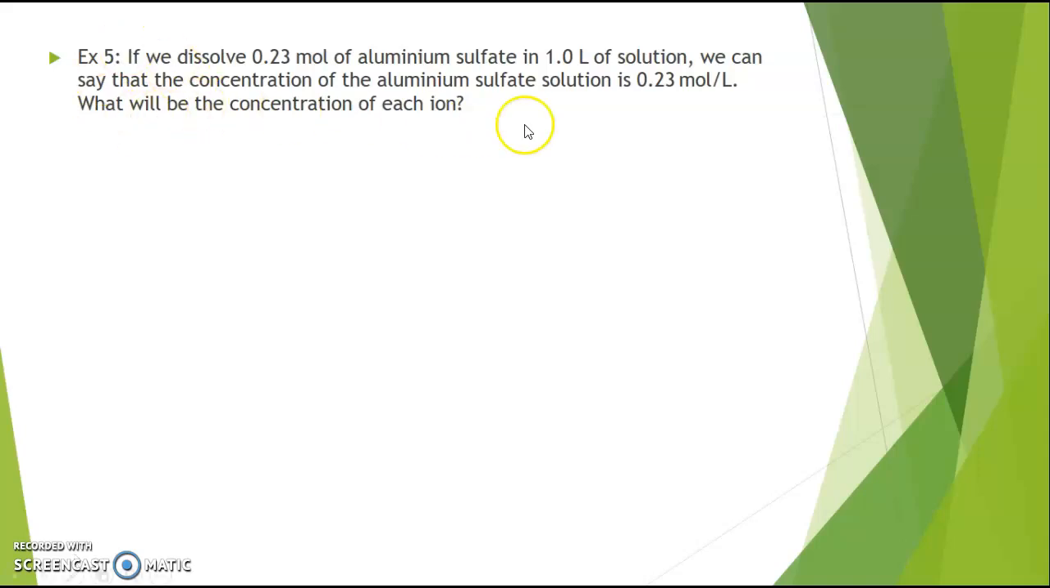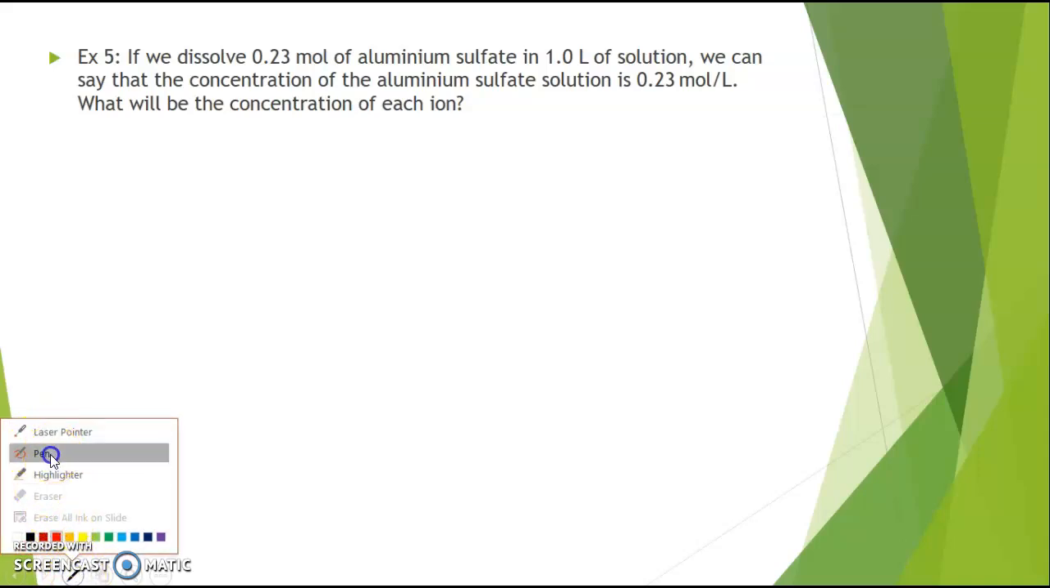First, we've got an example here. If you've done all your homework, you should be up to date on what we are doing. Here's example number 5. If we dissolve 0.23 moles of aluminum sulfate in 1 liter of solution, we can say the concentration of the aluminum sulfate solution is 0.23 moles per liter. What is the concentration of each ion?